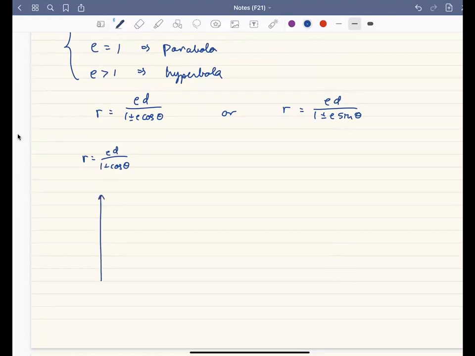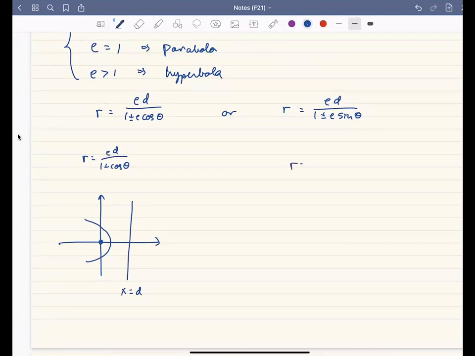Okay, this is going to be centered on the x-axis. And so this is going to have some shape like that. And the exact shape is going to depend on whether it's an ellipse, a parabola, or a hyperbola. And then the directrix is going to be x equals d. Okay, so that's r equals ed over 1 plus e cosine theta.